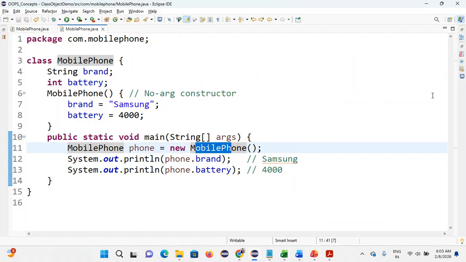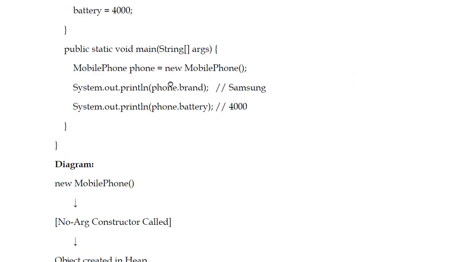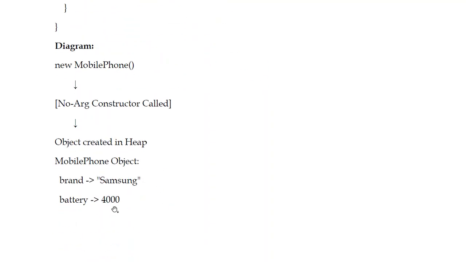This is about the no argument constructor. I hope this example is clear. Next, we'll move on to the parameterized constructor.